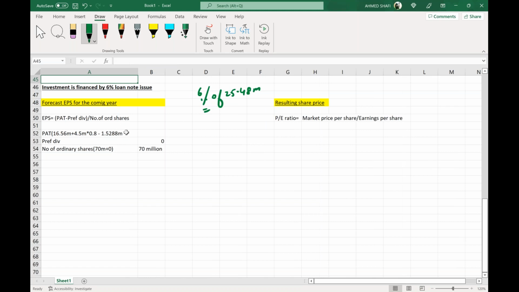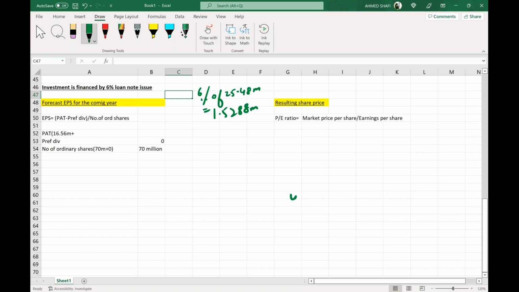Well, let's make life easier for you. Your PAT is 16.56 million for the current year. You need forecast EPS for the coming year, so PAT for the coming year. So coming year, your PAT is 16.56. If you invest 25.48 million in this project via loan note issue, your PAT will increase by 4.5, but you have to pay interest also of 1.5288.